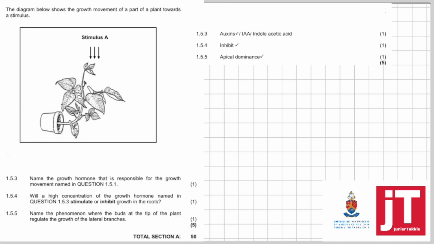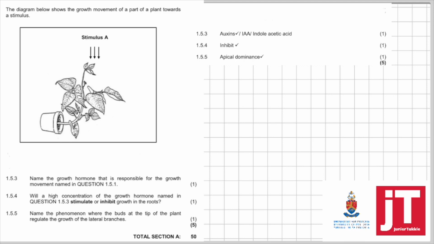Right. Question 1.5. The diagram below shows the growth movement of a part of a plant towards a stimulus. I have removed 1.5.1 and 1.5.2 because these two questions were not accurate in those days. So I removed them. I did not want to go over something that was not very accurate with you. 1.5.3, name the growth hormone that is responsible for the growth movement named in 1.5.2.